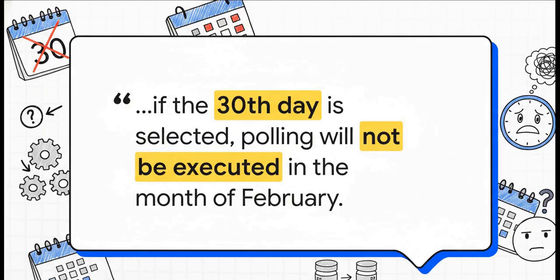And here's a critical little gotcha to watch out for. And this comes straight from the official documentation. Be really careful when you're scheduling monthly jobs. If you schedule a job to run on the 30th of every month, it's just not going to run in February. It's a tiny detail, but it can cause major headaches if you're not paying attention.